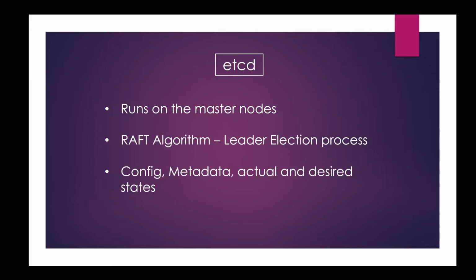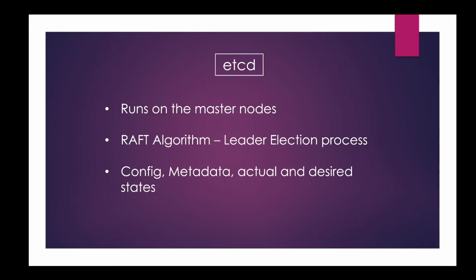And etcd is one of the main components that run on the master nodes of Kubernetes, and it uses the Raft algorithm for selecting its leader, because all the writes go to the leader, and in case of node crashes, like a leader node crash, there has to be a new leader selection. For that, this Raft algorithm is used.